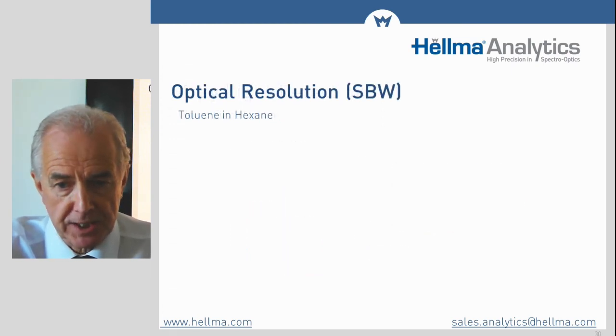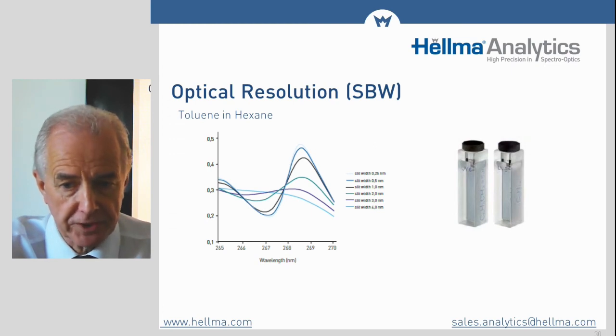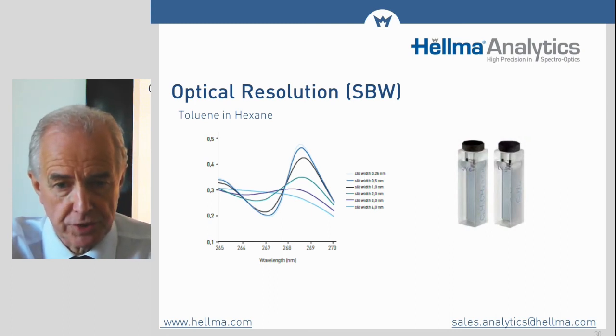Optical resolution is checked by measuring the peak to valley ratio of a solution of toluene in hexane against a hexane blank. By comparing the peak at 269 nanometers to the valley at 267 nanometers, the ratio can be converted to a spectral bandwidth between 0.25 and 4 nanometers. If you are validating an instrument that has different applications requiring the use of variable slit widths, then the resolution should be checked for each setting that is used.